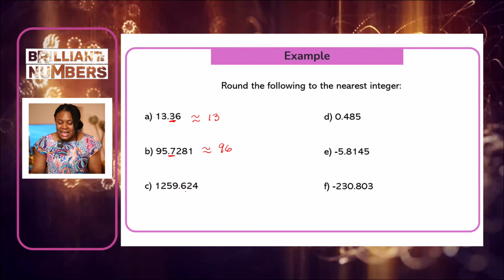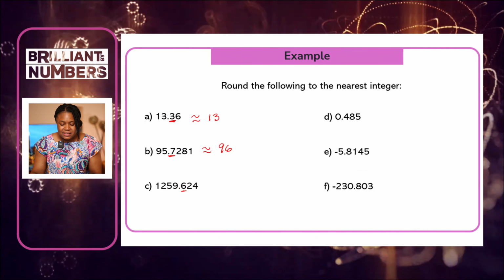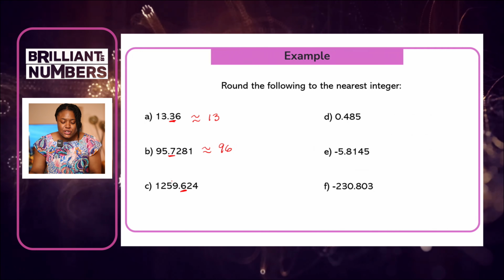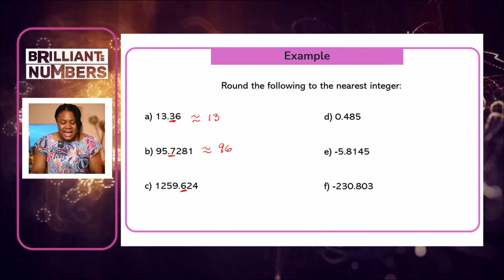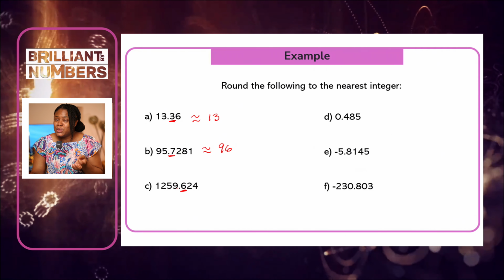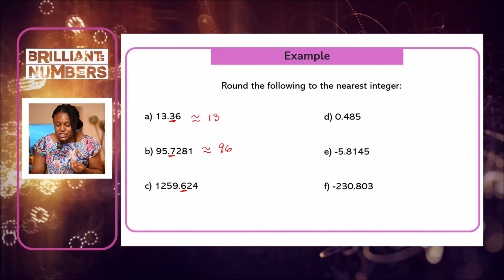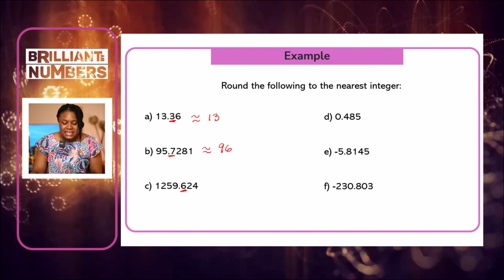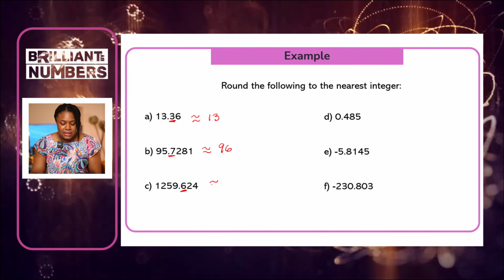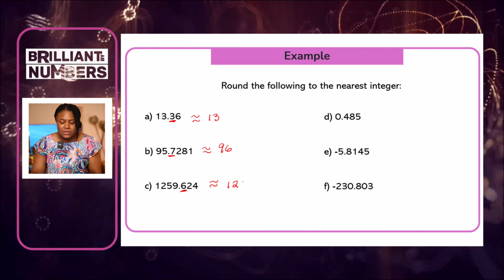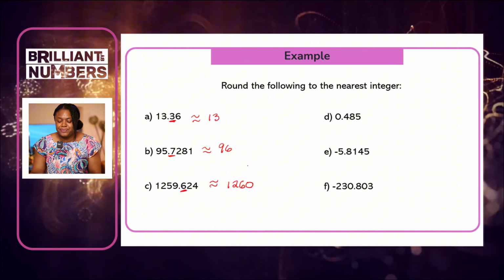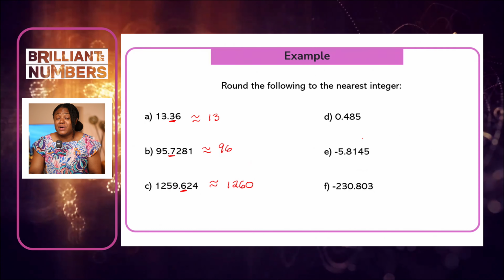So part C, we've got 1259.624. Digit that's in the 10th place is 6. Meets the criteria for rounding up. Amazing. So we're going to add 1 to the 9 here. However, when we add 1 to the 9, we treat this just as we would have done the column method of addition. So therefore, this 59, if we consider that, would now be 60. So the answer is approximately 1260.